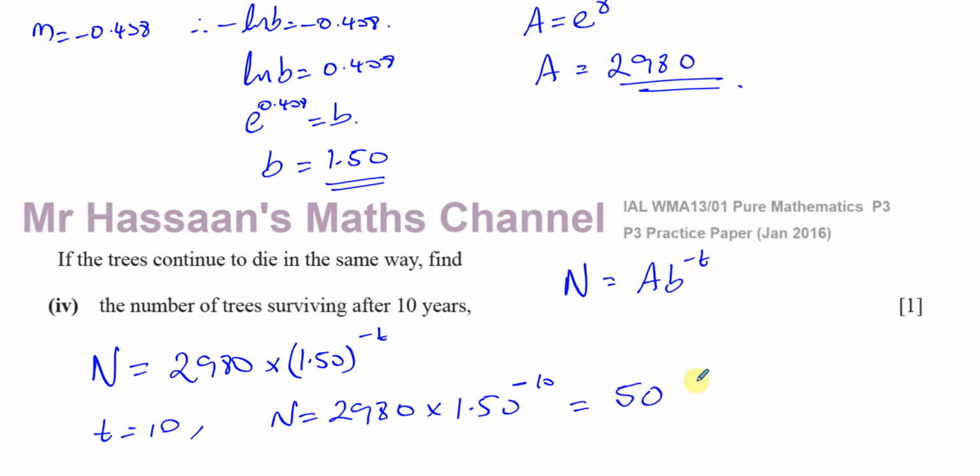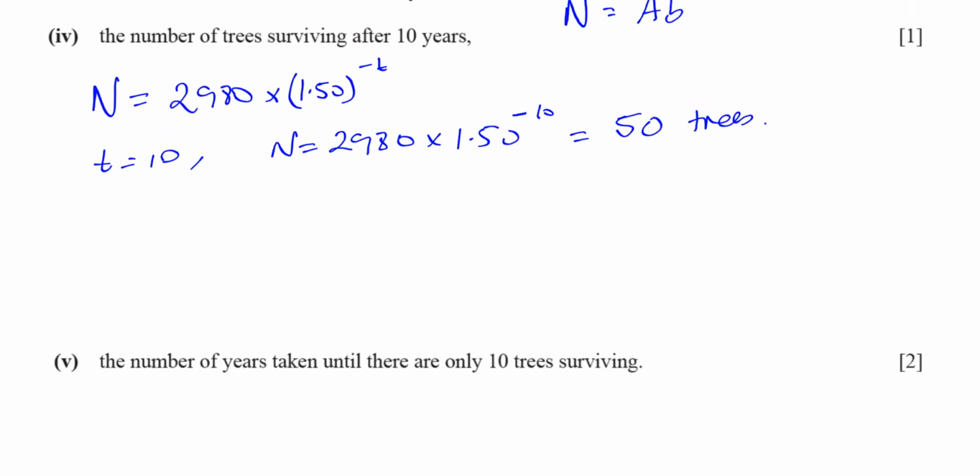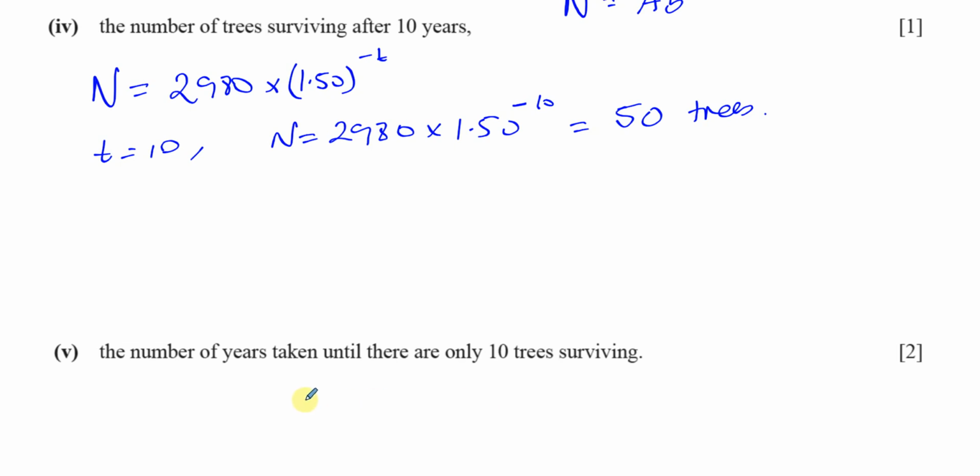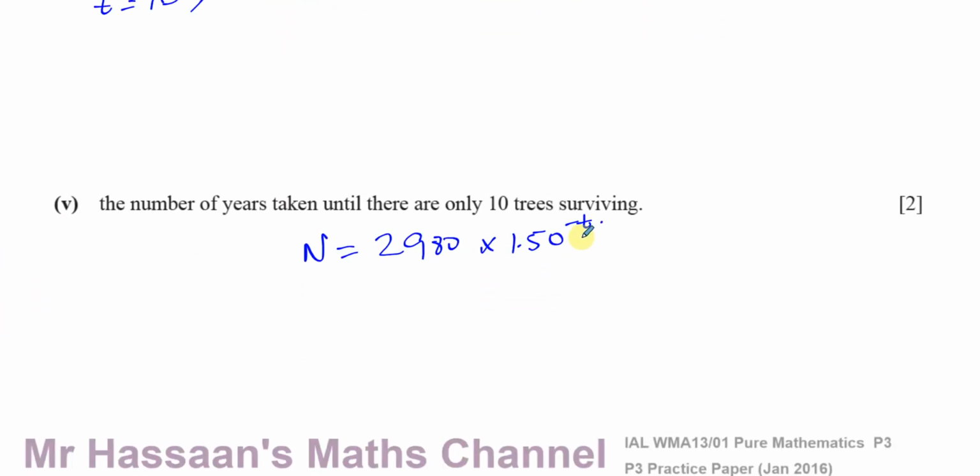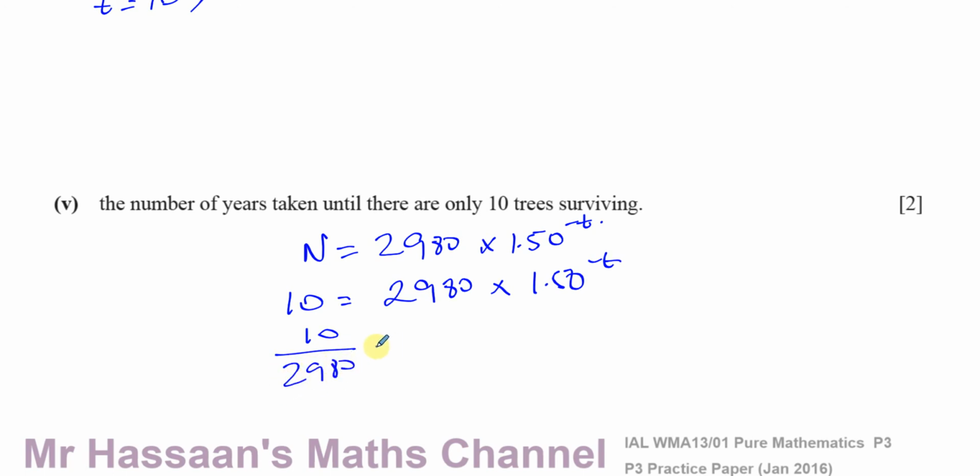That's 50 trees roughly. Then it says part 5, the number of years taken until there are only 10 trees surviving. Again, we've got our formula, N equals 2980 times 1.50 to the power of minus T. We want to find the number of years taken such that there are only 10 trees surviving, so we have to solve this equation: 10 equals 2980 times 1.50 to the power of minus T. So 10 divided by 2980 equals 1.50 to the power of minus T.